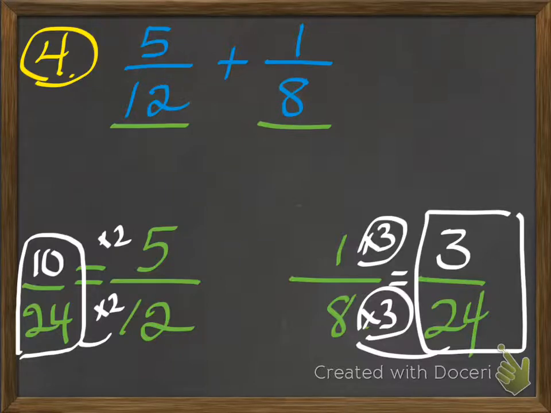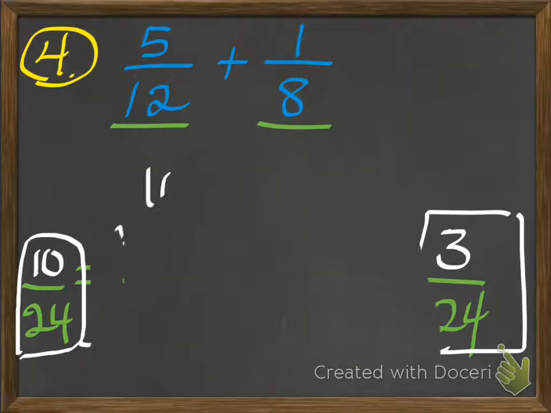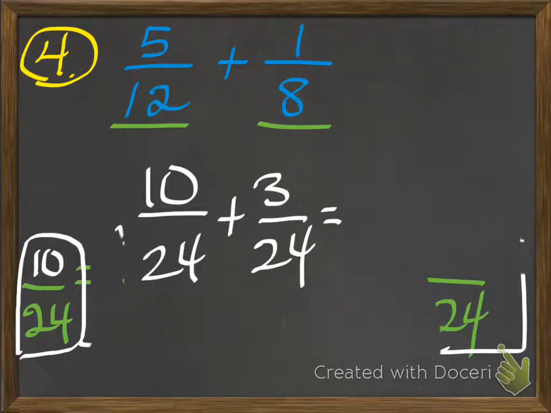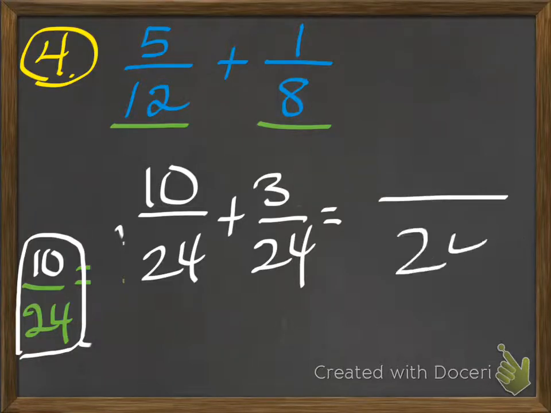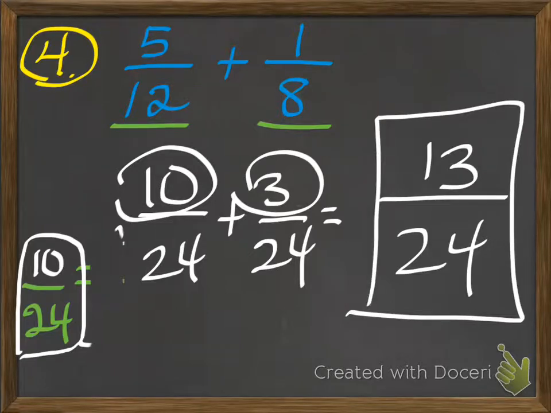So I'm going to make some space here because I'm running out of room. Okay, 10 24ths plus 3 24ths. And I add those together. The denominator stays the same, bottom number stays the same, and I just add the numerators. 10 plus 3 is 13. So my answer is 13 24ths.